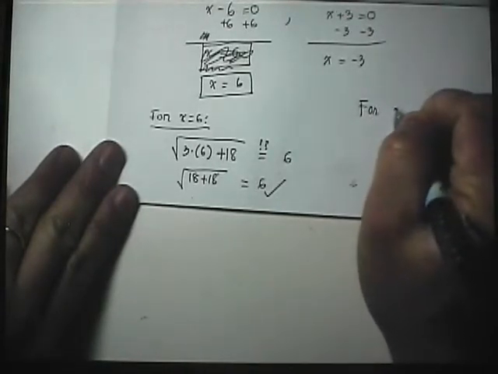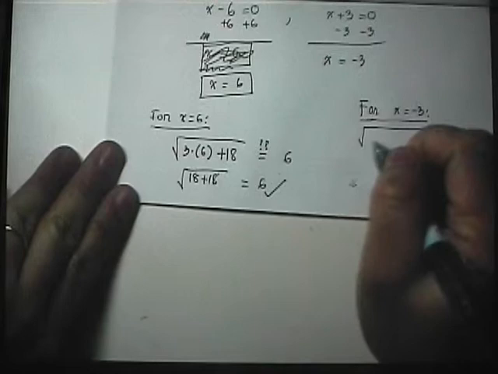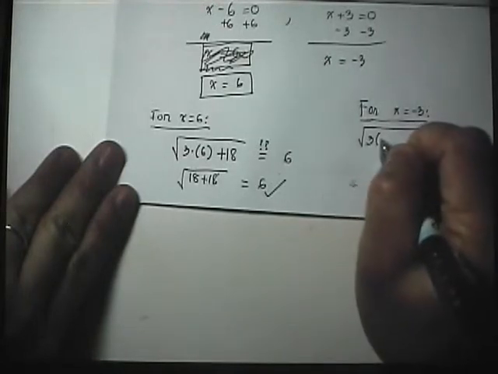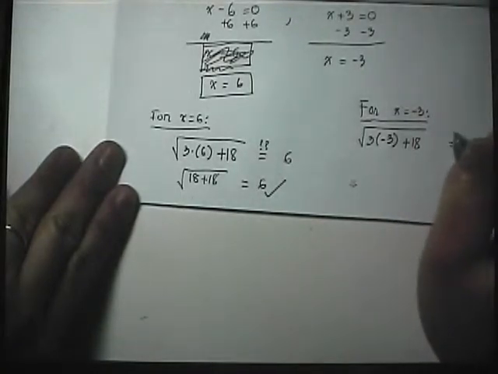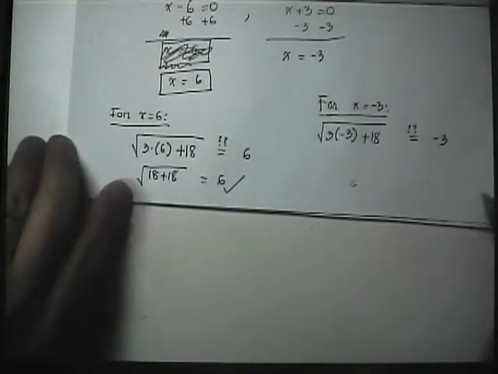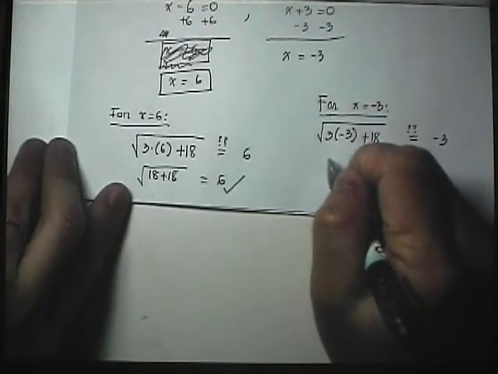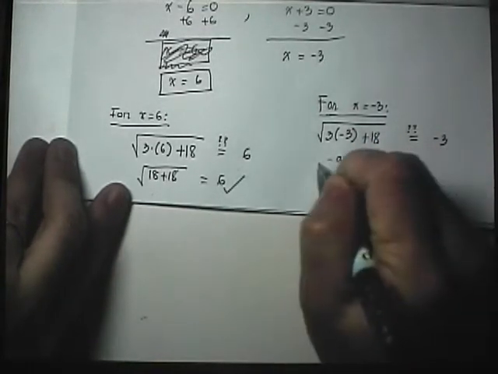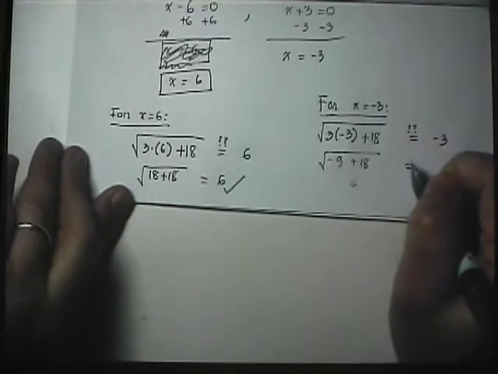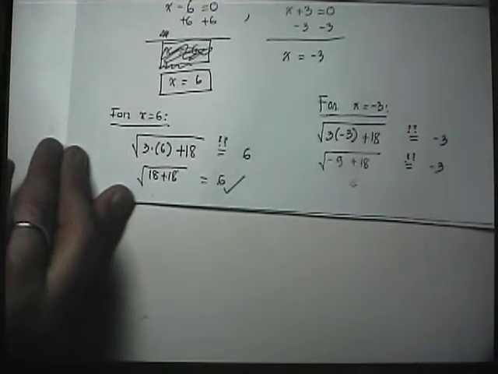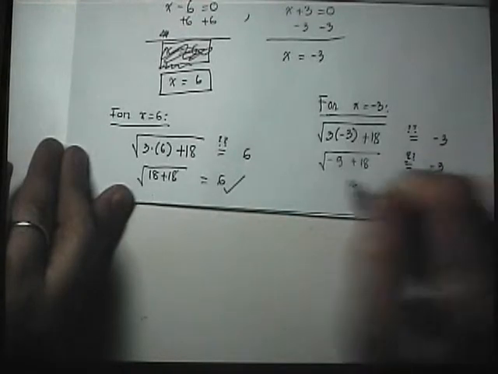So now for x equals -3, let's see if it works. We're plugging it into the equation. We've got 3 times -3 plus 18. After computation, is that all going to be equal to -3 on the other hand side? And let's try to find that out. 3 times -3 is -9, plus 18. Is that still going to be equal to -3? And we don't know that. So there's one more step.